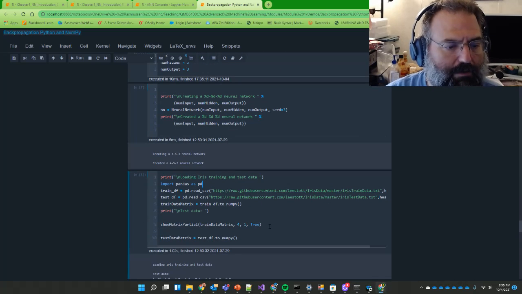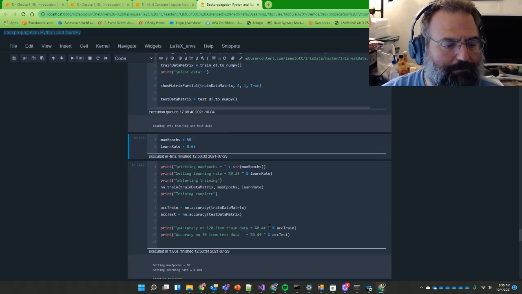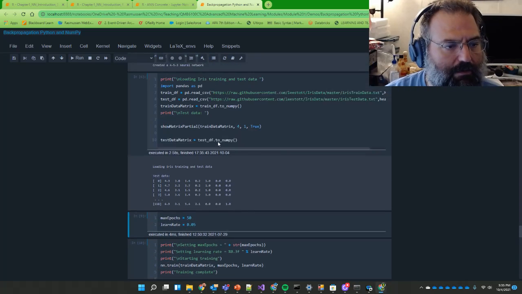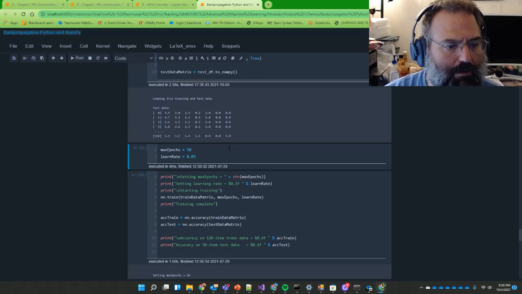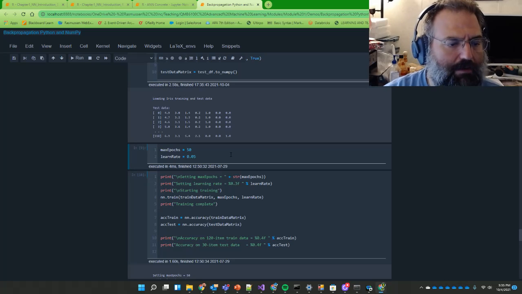Then we load the iris training data into a data frame and convert the trained data frame into a NumPy matrix. And this is our training and test data. Then we're going to let this run for 50 epochs with a learn rate of 0.05.